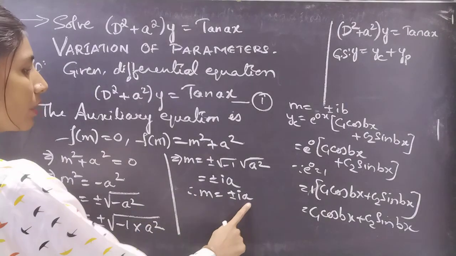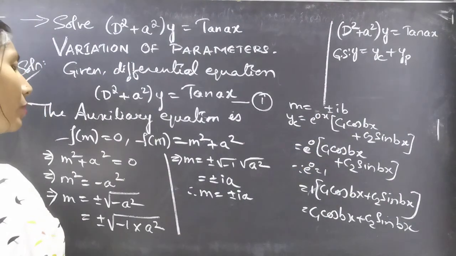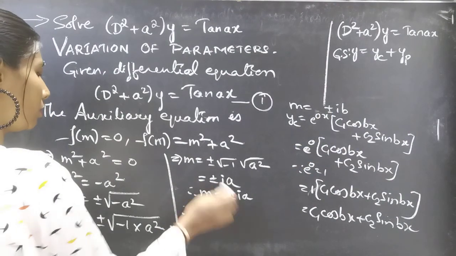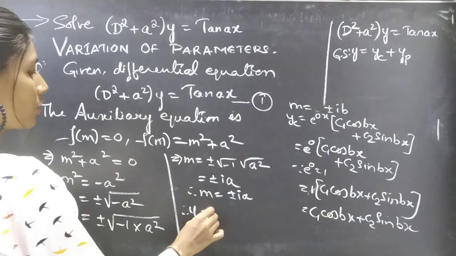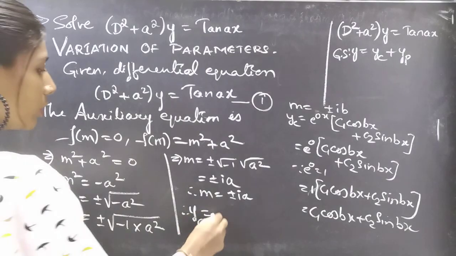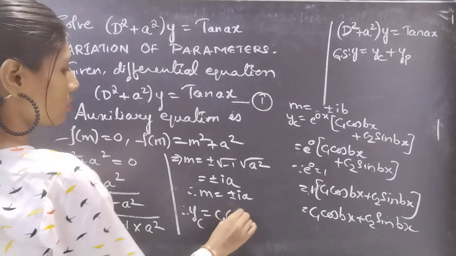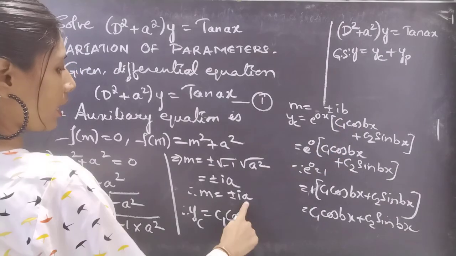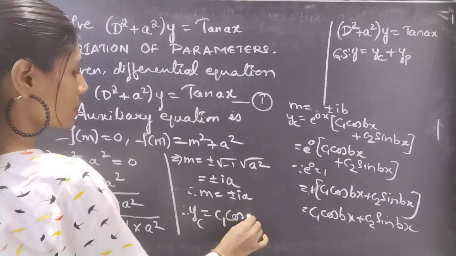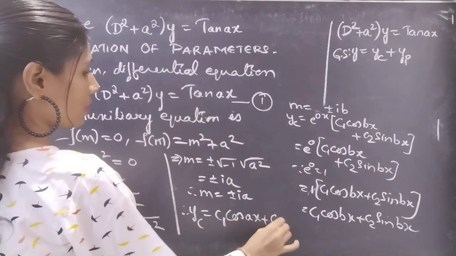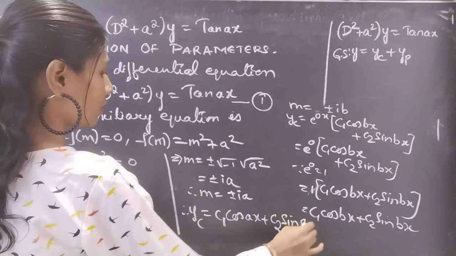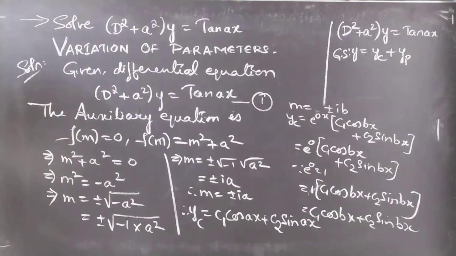Now, we got roots ± ia. Just compare this ± ia with ± iβ. Therefore, the complementary function yc will be, for β = a, c1 cos ax + c2 sin ax, right?